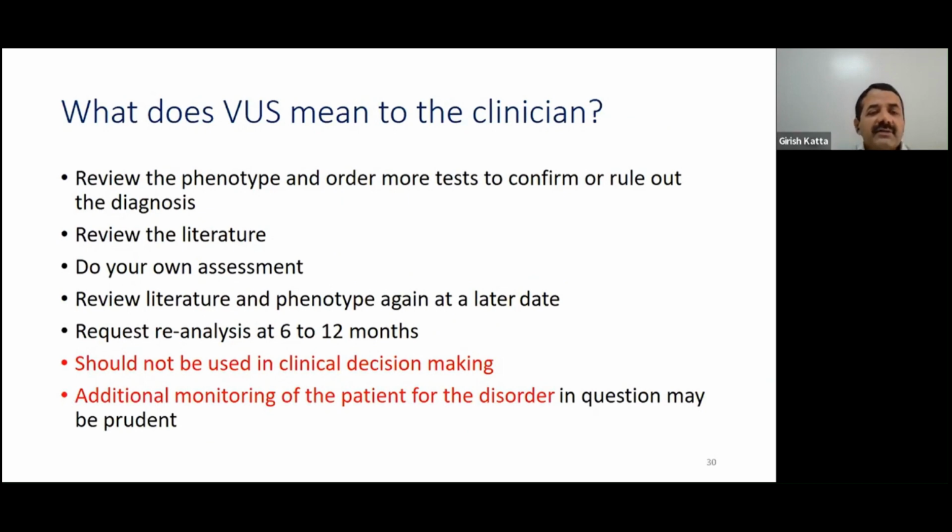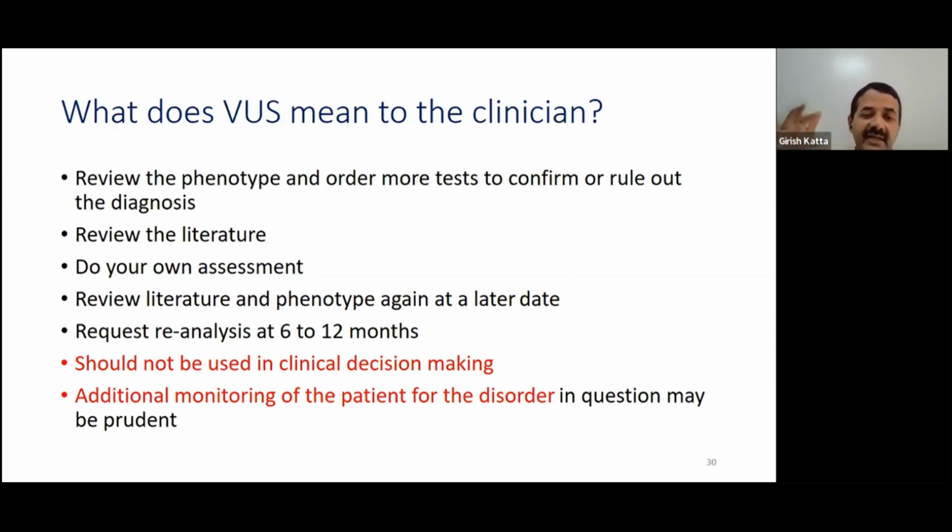For a clinician, it means if you get a VUS, see the phenotype and order more tests to confirm or rule out the diagnosis. For example, if you get a variant in arylsulfatase A, which is VUS, then you do an enzyme assay. You take an MRI to see whether there is any metachromatic leukodystrophy. That is the diagnosis if it is arylsulfatase A deficiency. That is how you need to review the phenotype and conduct more tests. Review the literature extensively because there may be some papers or databases where this variant is reported. Do your own assessment of the phenotype, but be careful when you draw conclusions based on your own assessment because you may not be correct.